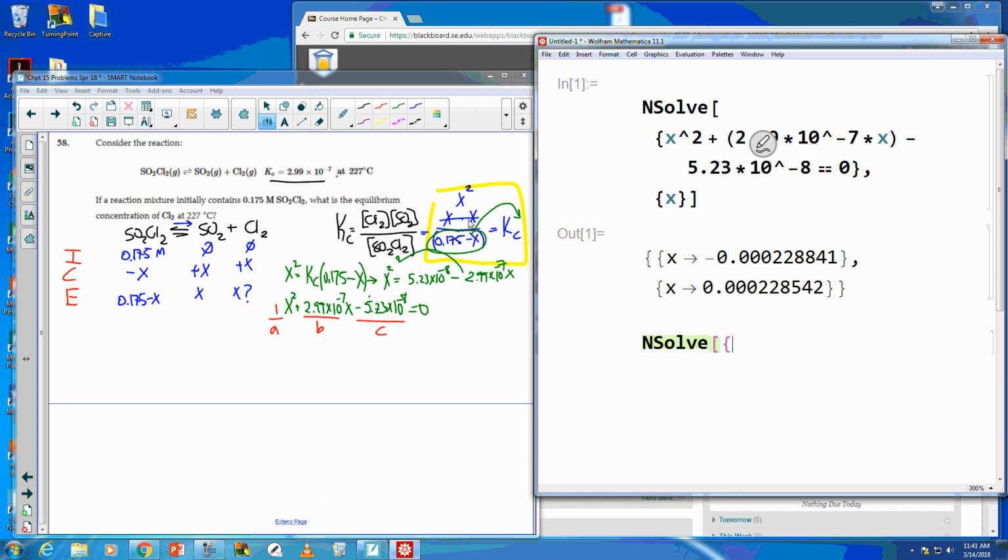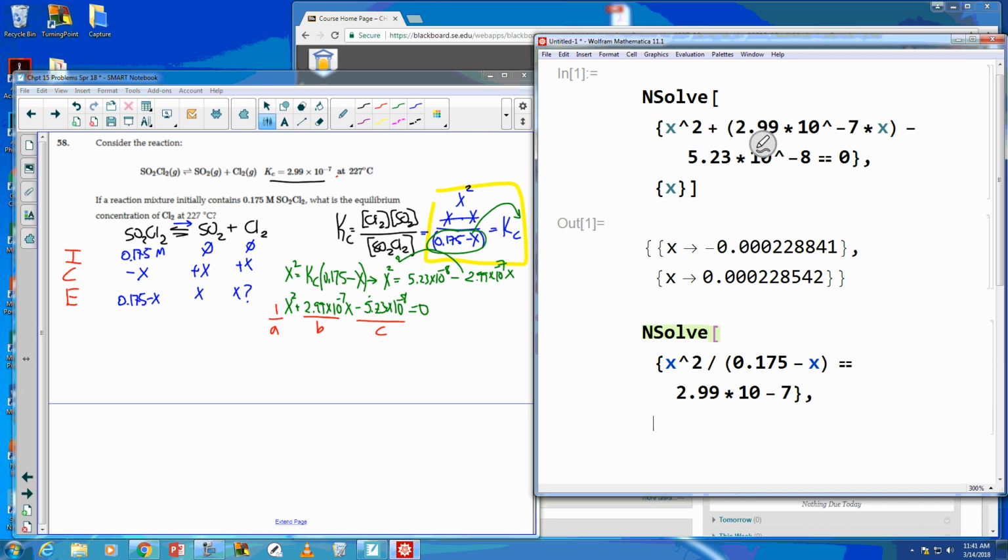So even if we had it in the form that's listed here, x squared divided by parentheses 0.0175 less x, is equal to K sub C, which was 2.99 times 10 to the minus 7th. Okay, so that's the form of the equation as we wrote it right here. I didn't even have to rearrange it in the form of a quadratic.